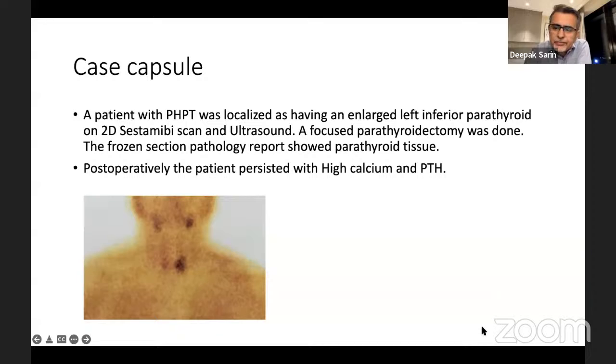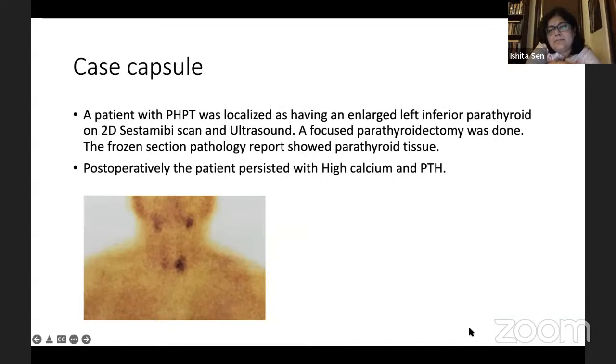Ishita, your thoughts? Yeah, I would agree with Saurabh. I think this is not a SPECT-CT. This is just a planar Sestamibi scan. And in the olden days when we did not have the SPECT-CT, we used to say that you should always take an oblique picture of the parathyroid because that gives you the relation of the parathyroid adenoma to the thyroid gland. But now with the advent of the SPECT-CT, you are able to localize it much better.